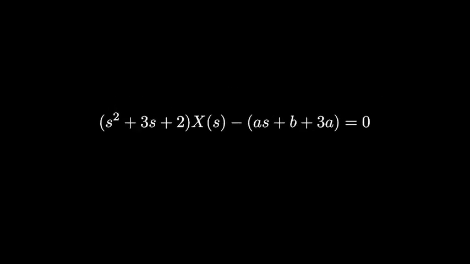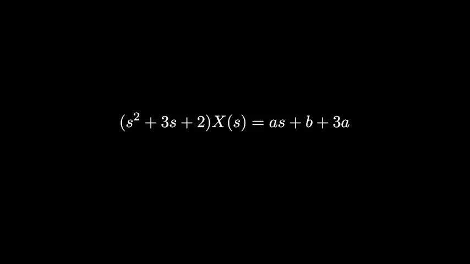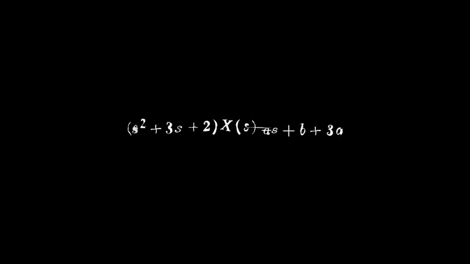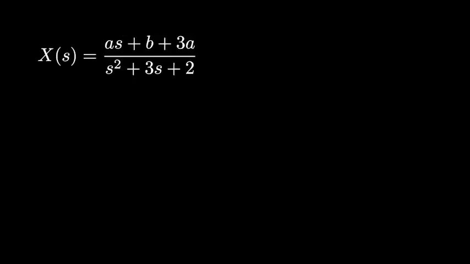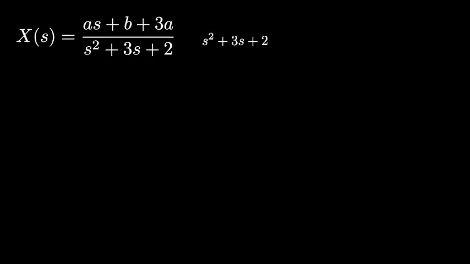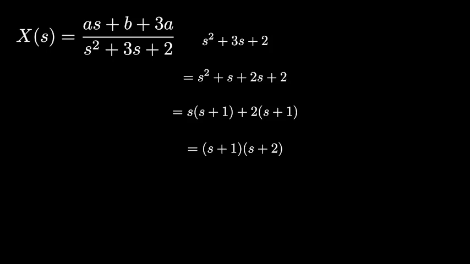We then group the terms containing X of s and factor it out. We isolate the X of s terms on one side and divide to express X of s as a rational function. Now we factor the denominator s squared plus 3s plus 2. We can split the middle term. Then factor by grouping to obtain s plus 1 times s plus 2.